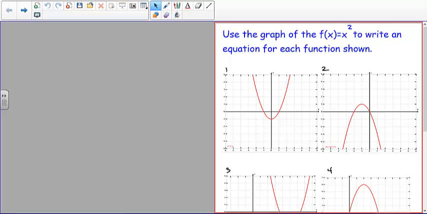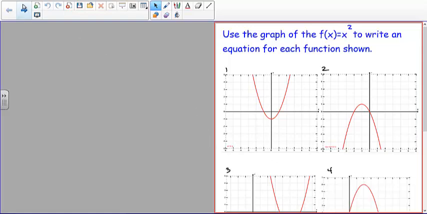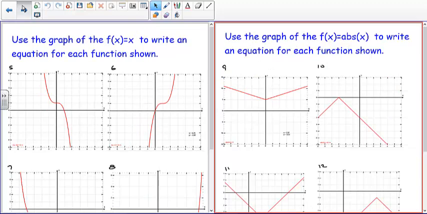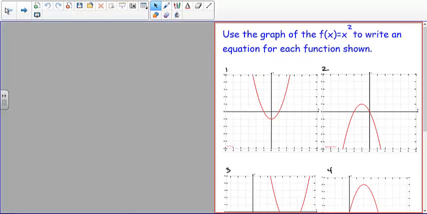Okay, so this is problems 1 through 12, I guess, through 16. And what we're supposed to do is look at these functions, which have only been translated and or reflected. They have not been stretched. So we really just have to pay attention to a few key points.